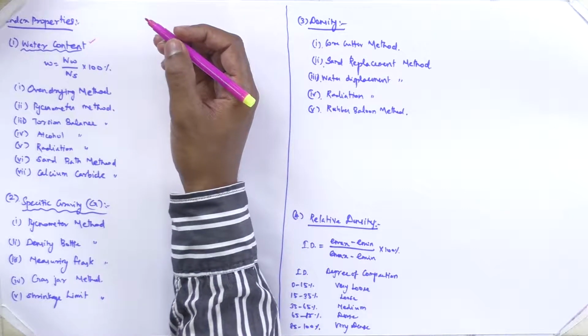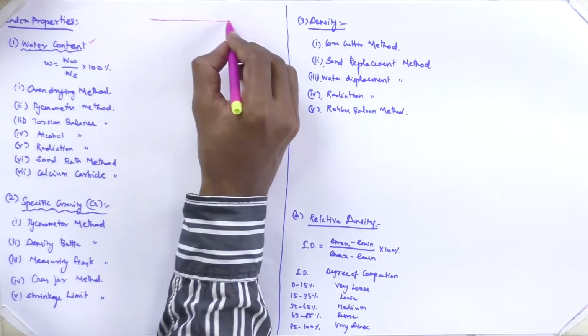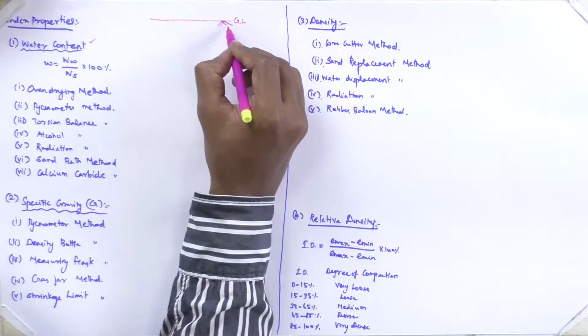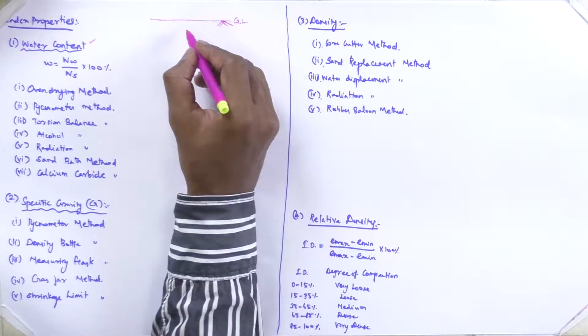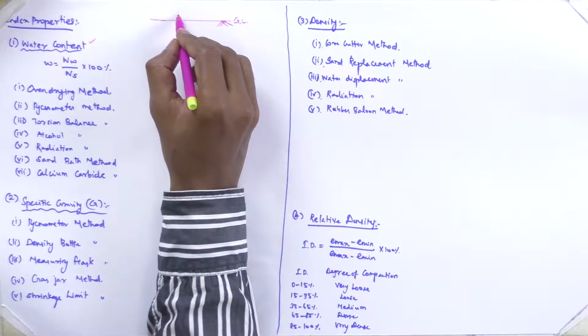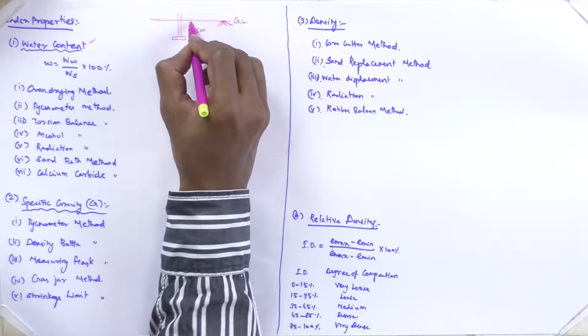First thing is water content. If you are collecting a sample from a site, it is always represented by a ground level. The symbol represents ground level, GL. I am collecting a sample anywhere like this. I am going to place my foundation at this level, say 1.5 meter.